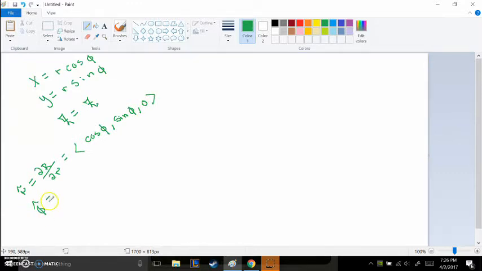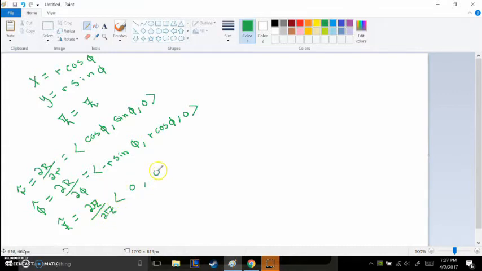Phi hat: remember r is x plus y plus z. This is from our Cartesian, this is how we're transforming. So dr by d phi is minus r sine of phi, r cosine of phi, 0. And finally for the z direction, dz by dz is 0, 0, 1.